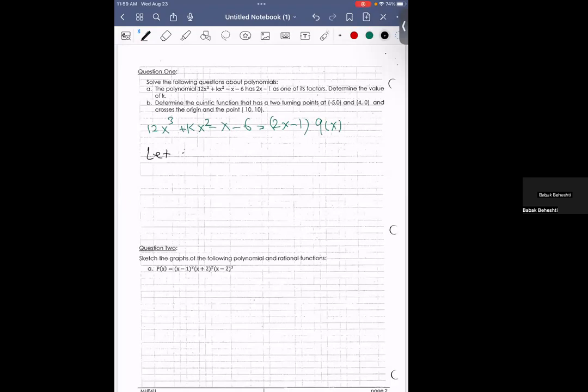So let x be equal to 1/2, right? Because when you let x equal 1/2, on the right-hand side, you get 0. On the right-hand side, 2 times 1/2 minus 1 is just 0. And then on the left-hand side, you get 12 times 1/8 plus k over 4 minus 1/2 minus 6 equals 0, right? Then you can find k. Is that clear?